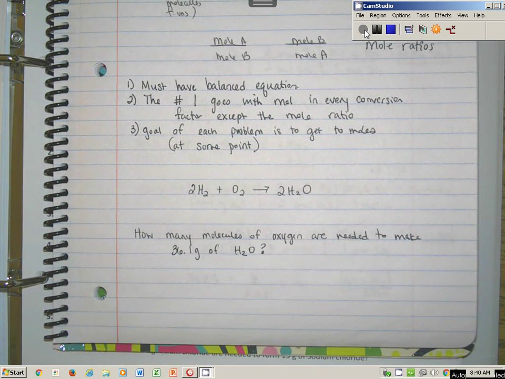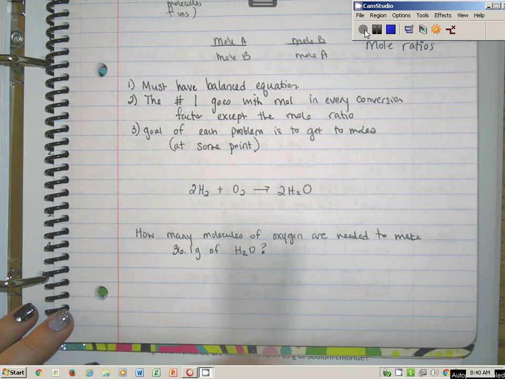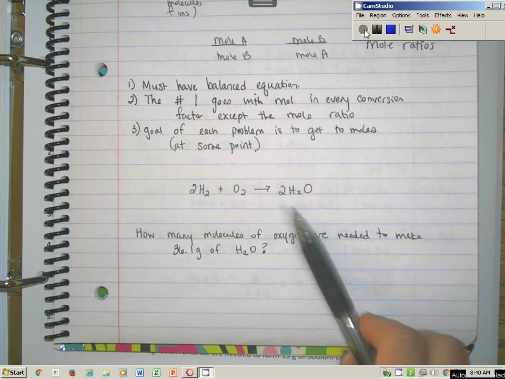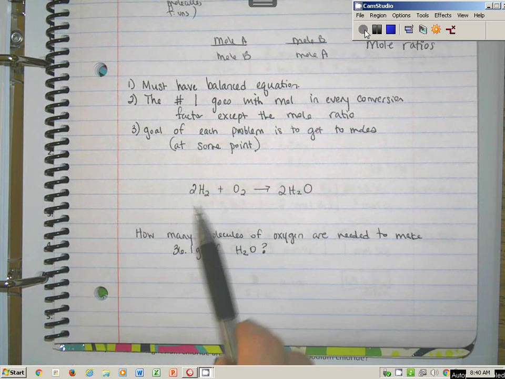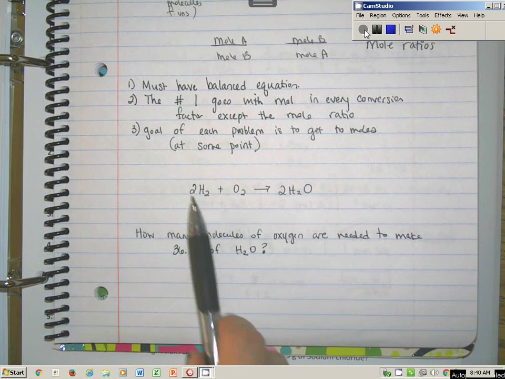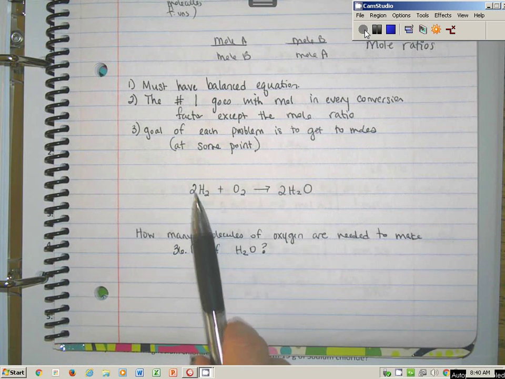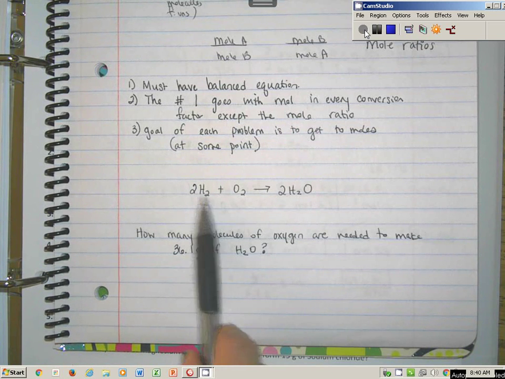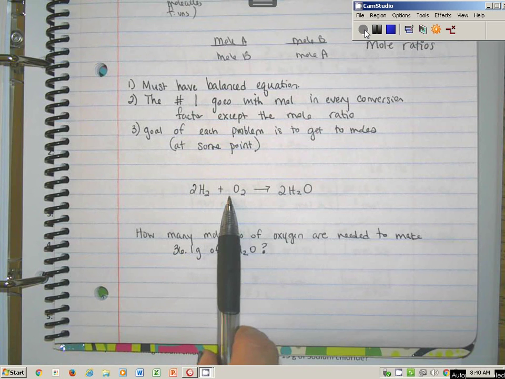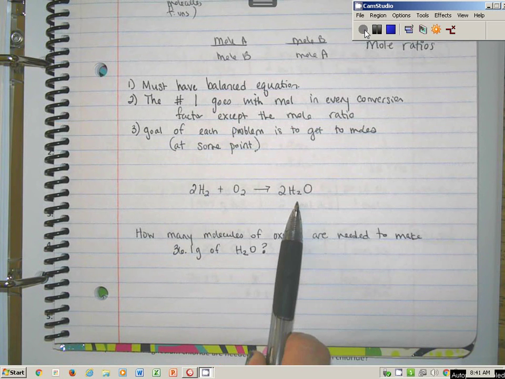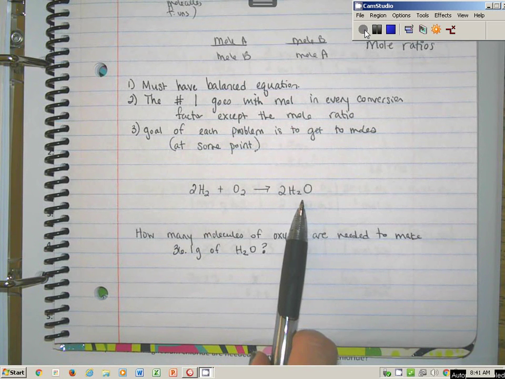Alright, so a couple of things about this equation right here. We can use this equation in the following manner. We can look at this equation and think of it in terms of moles. If we think of the coefficients as the number of moles, we could read this equation as 2 moles of hydrogen plus how many moles of oxygen? 1. There's an understood 1 there, yields 2 moles of H2O. And that would be perfectly true.